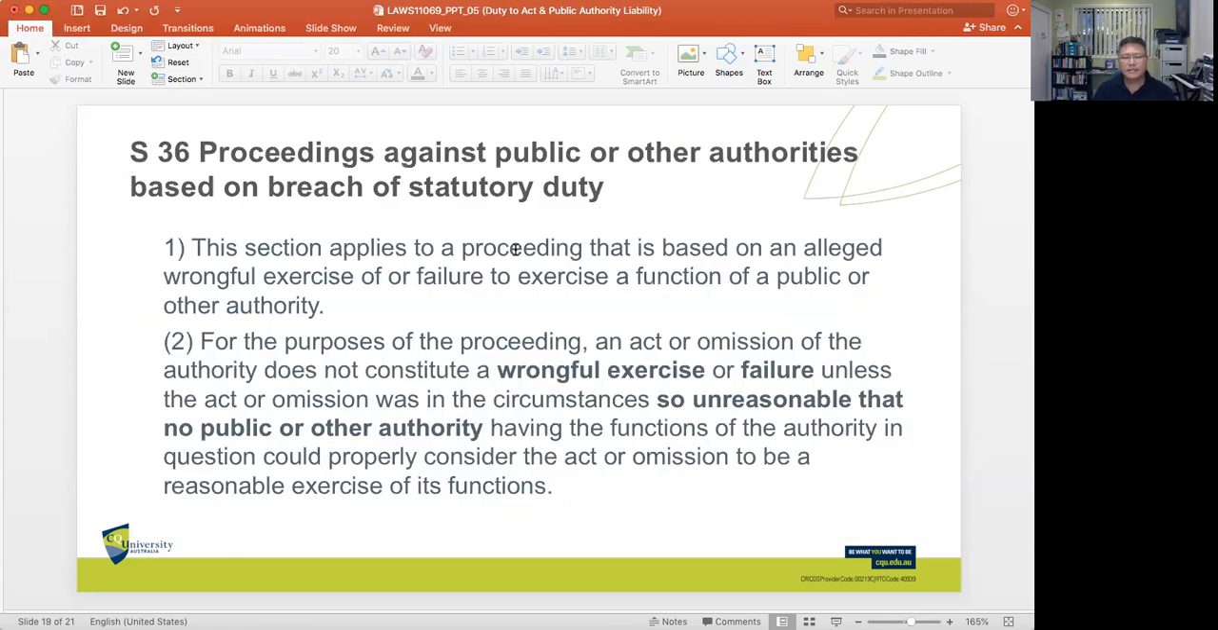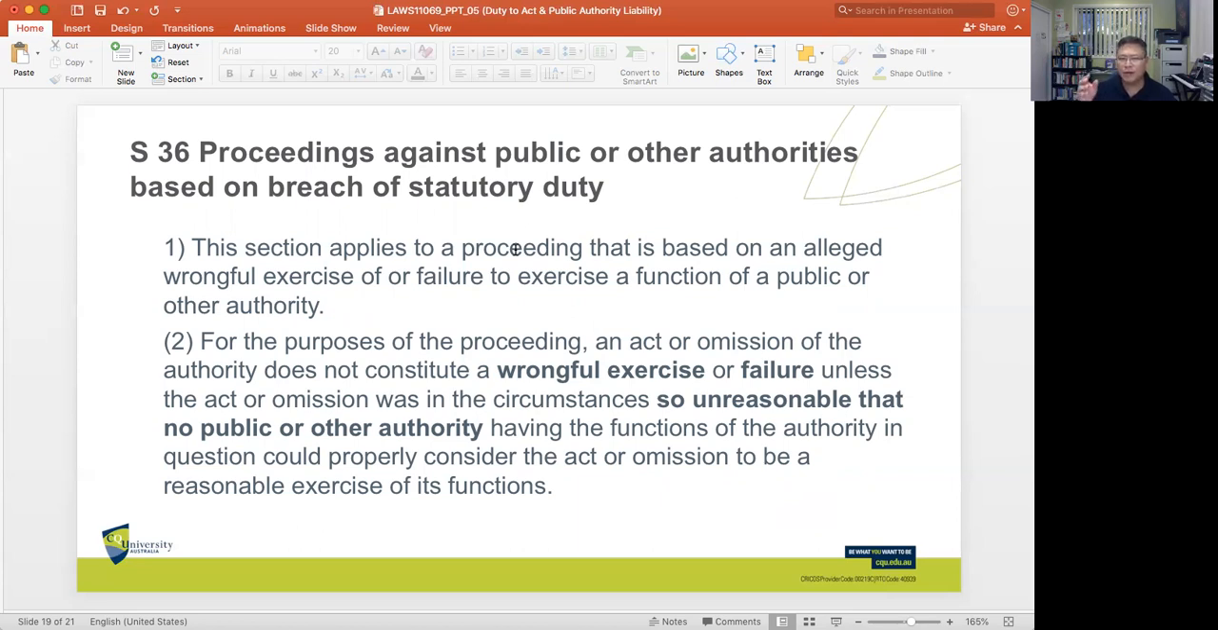In Section 36, in relation to proceedings against public or other authorities based on a breach of statutory duty, paragraph 2, for the purposes of the proceeding, an act or omission of the authority does not constitute a wrongful exercise or failure to exercise. So in other words, wrongful exercise is the misfeasance, failure is the nonfeasance, the failure to act, does not constitute a wrongful exercise or failure unless the act or omission was in the circumstances so unreasonable that no public or other authority having the functions of the authority in question could properly consider the act or omission to be a reasonable exercise of its functions.